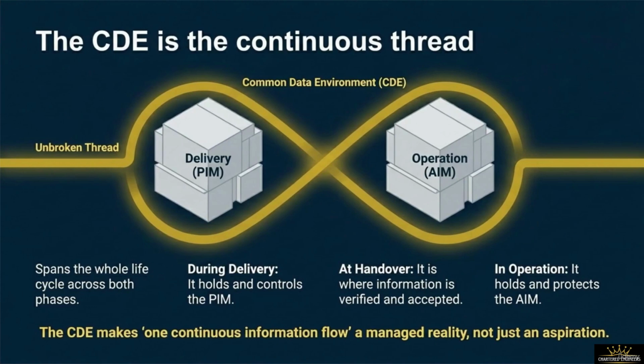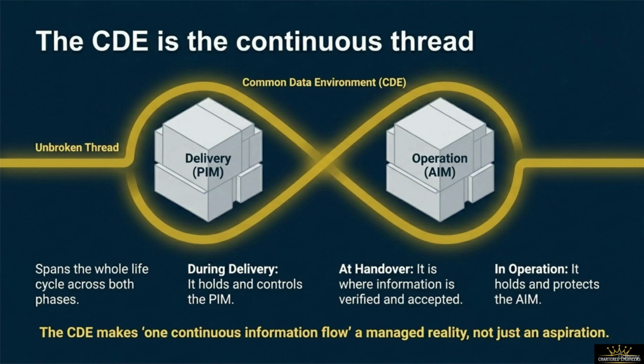How do we make this continuous information thread a managed reality rather than just a nice aspiration? We do it by implementing a common data environment, or CDE. The CDE is the continuous infrastructure thread that spans the entire asset lifecycle across both delivery and operational phases. Image showing an infinity loop representing the continuous thread of the CDE linking delivery to operation. Let's look at how the function of the CDE shifts across the lifecycle.